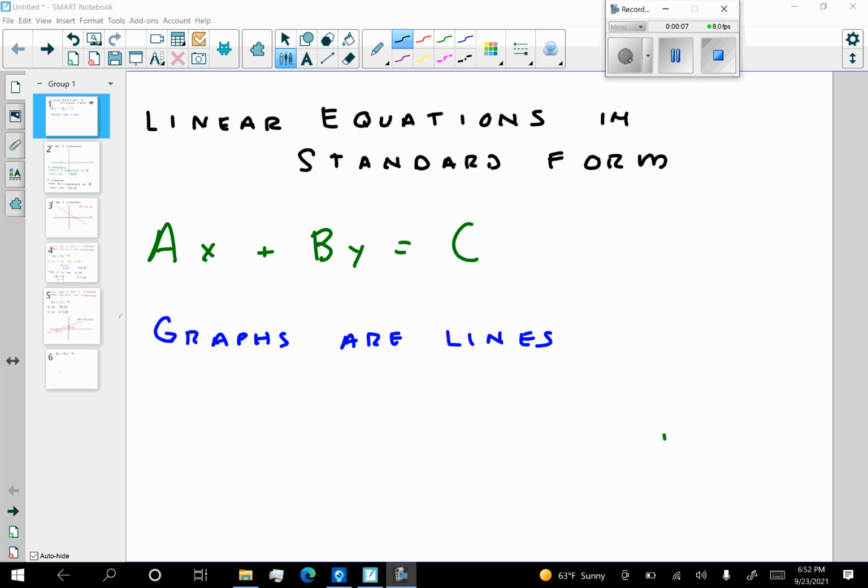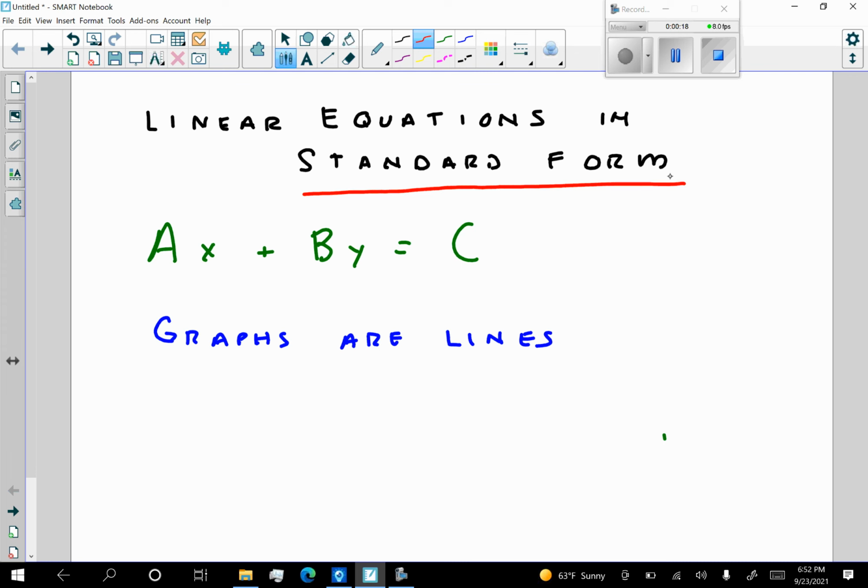So in this brief little video, we're going to look at some linear equations in standard form. And more importantly, we're going to use the x and y intercepts of these linear equations to graph them. A linear equation in standard form is going to look like this. It's going to have a number times x plus a number times y is equal to a number. And it's very important to note that the x and y are variables.